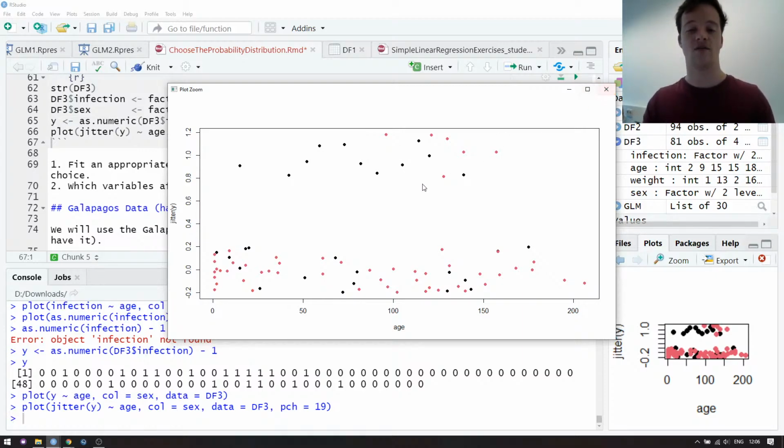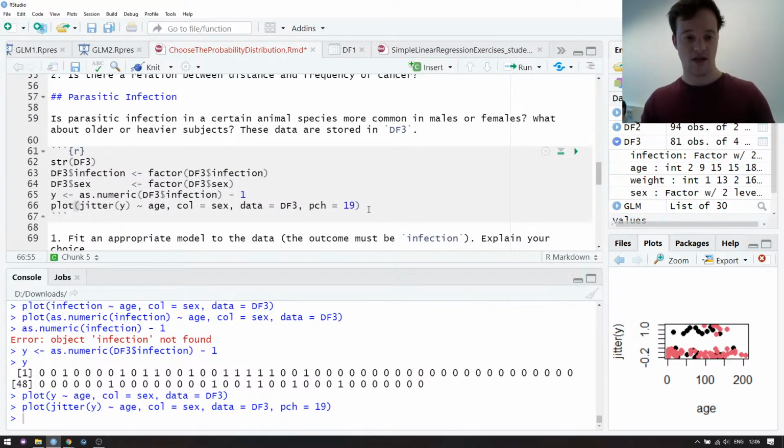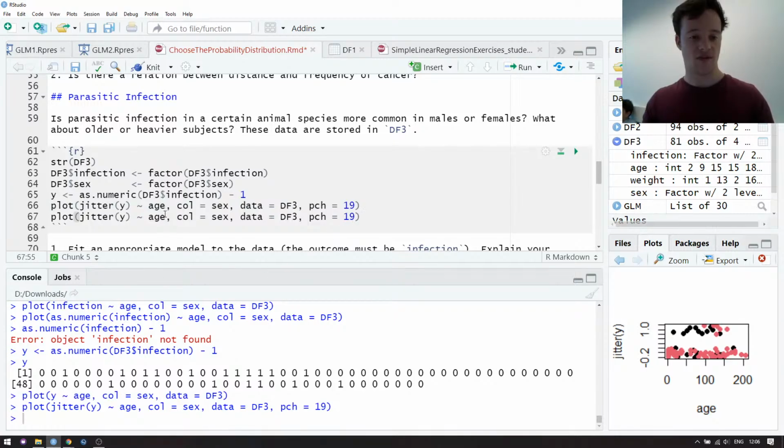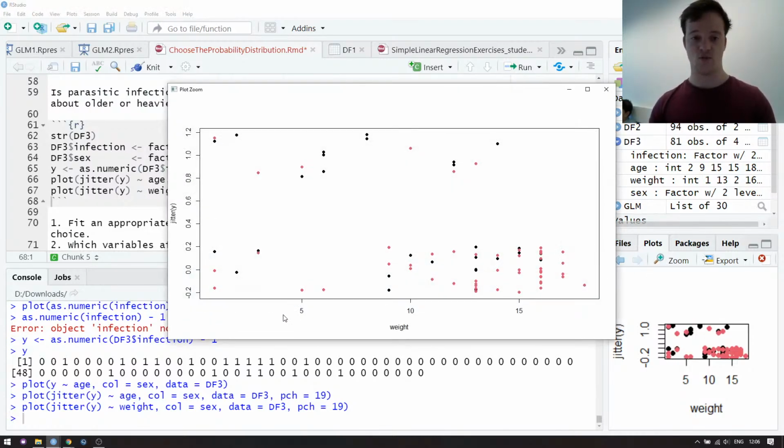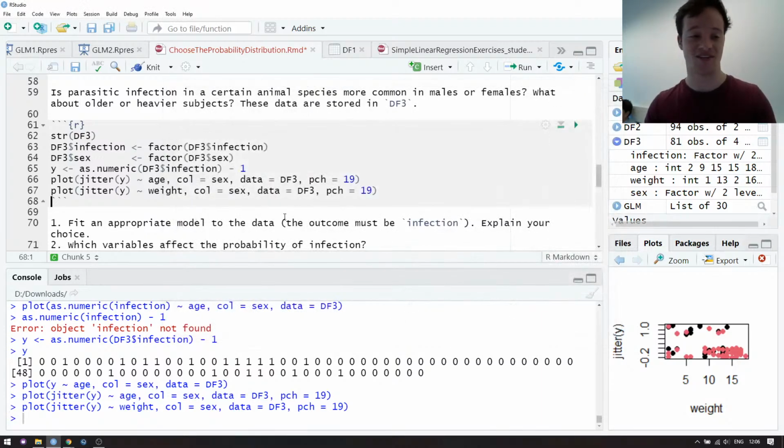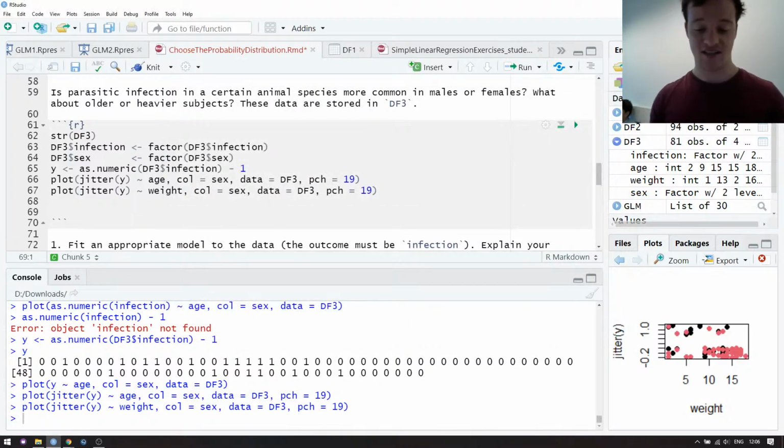Now I will just show how, okay, we might not see it here, but we can see it in the model. So there might be an obvious difference with weight, so let's create that one too, just in case. And then we have the weight against jittered y. Here we can actually kind of see that there is indeed a lot more red where weight is higher, and there appears to be more black over here. But it's still not super clear, so I will post a nicer solution. So let's get to the actual model.